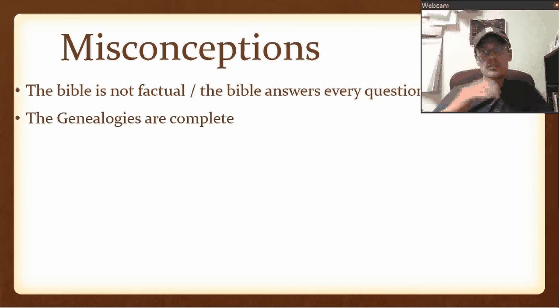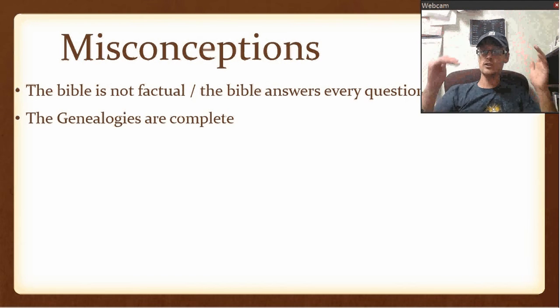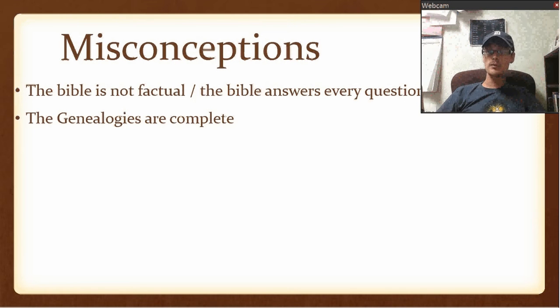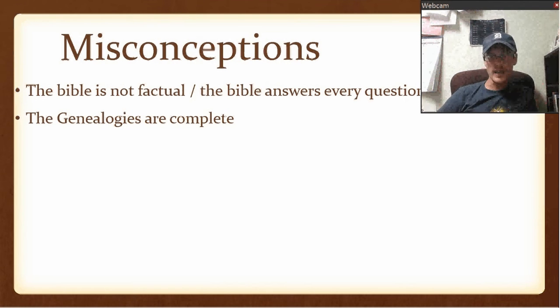The genealogies are complete. Some people try and say, yes, all the genealogies are complete. It's a complete record of all creation. That's just not true. Certain people are highlighted in genealogies. I mean, compare all the genealogies in Genesis and Chronicles and the Gospels. You'll see that there are people missing. Why? Because it's not concerned with detailing every single person that lived. It mentions people for a specific purpose. It shows you where people came from and whatnot.